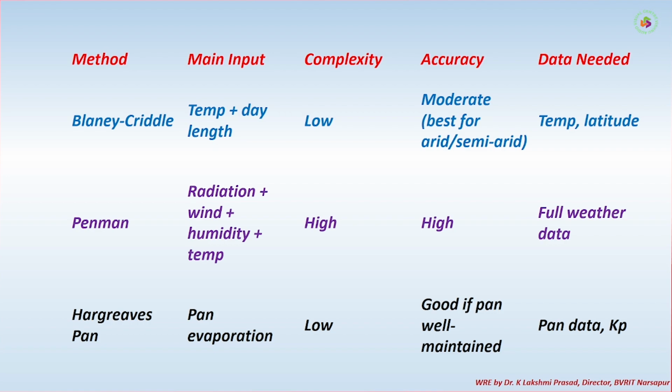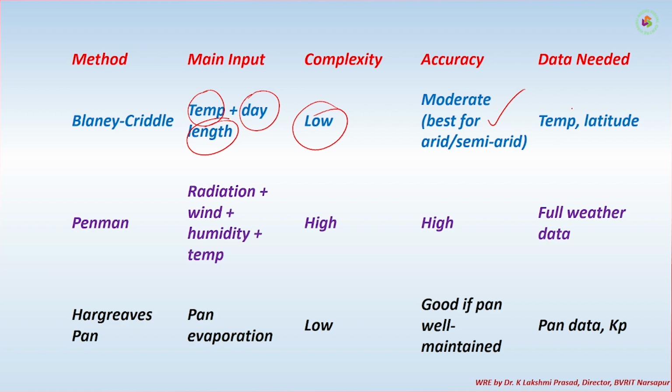For the Blaney-Criddle method, what is the main input? The temperature and daylight hours. This is the main thing. The complexity is low, only two factors, and the results are moderate. It is mainly suited for arid and semi-arid regions.